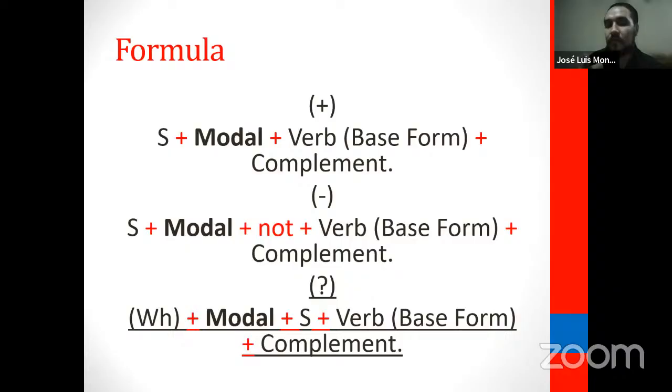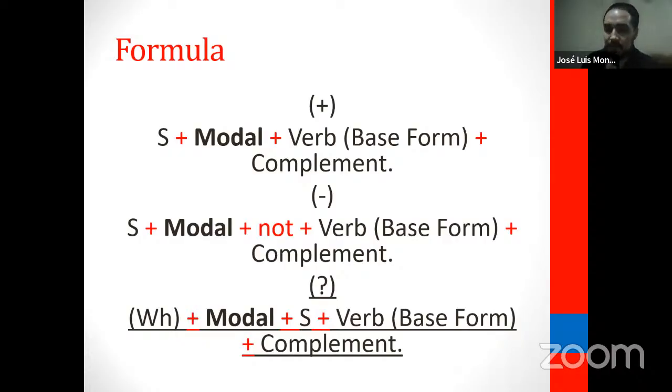Remember that with all modals, you have to use the base verb, right? I can go, I could go, I must go, I should go, I may go, I might go, I will go. So after every modal, you always use the base form. Very simple. And the negative form of the modal is with not, right? I will not go, I cannot go, I should not, I must not. So easy, right? You must remember that.